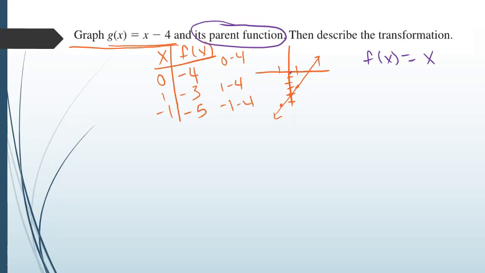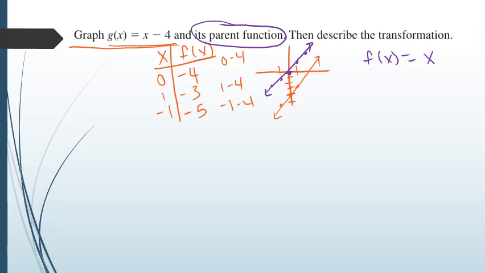When I plug in 0, I get out 0. I don't even need an f of x chart for this one. Plug in 1, I get out 1. When I plug in 2, I get out 2. When I plug in -1, I get out -1. -2, -2. So that one's pretty self-explanatory.